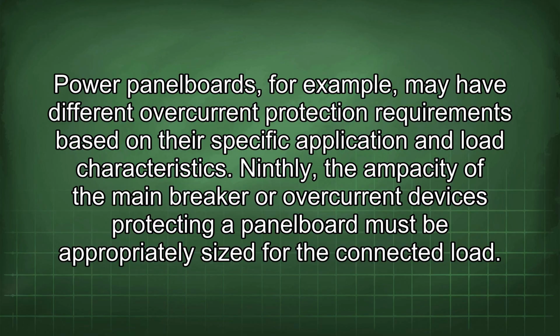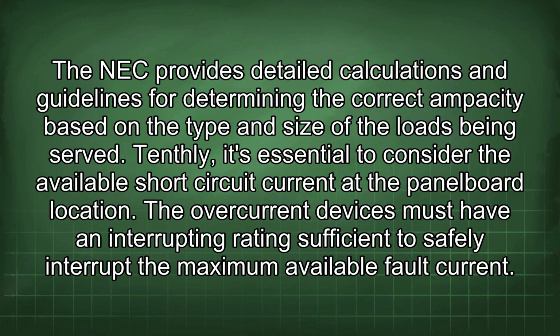Ninthly, the ampacity of the main breaker or overcurrent devices protecting a panel board must be appropriately sized for the connected load. The NEC provides detailed calculations and guidelines for determining the correct ampacity based on the type and size of the loads being served. Tenthly, it's essential to consider the available short-circuit current at the panel board location. The overcurrent devices must have an interrupting rating sufficient to safely interrupt the maximum available fault current.